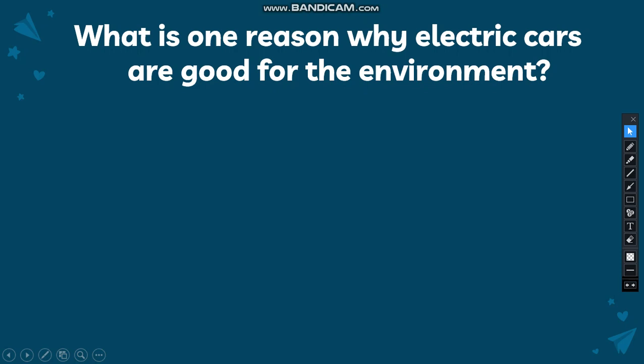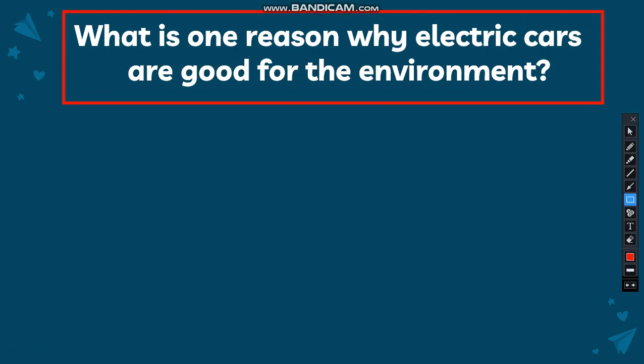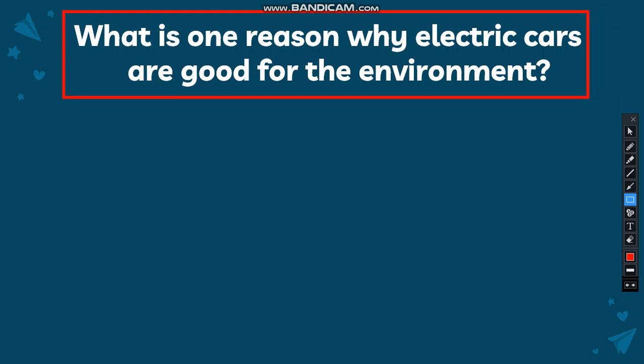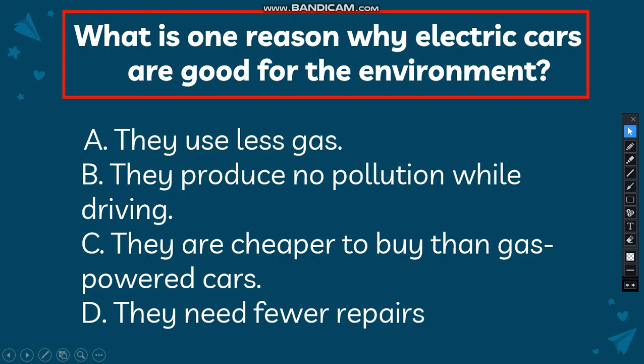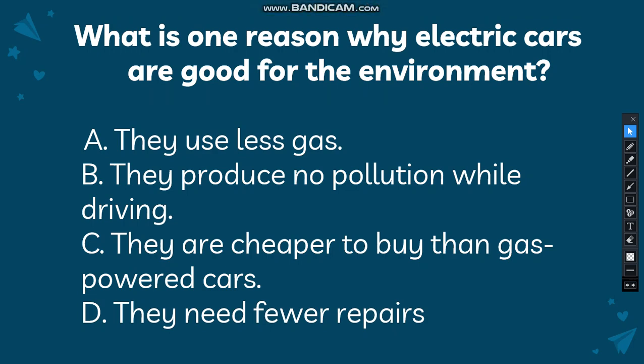Now let's have another question and analyze what kind of question this is. So the nature of the question: what is one reason why electric cars are good for the environment? When you try to answer this question, a lot of things will become clear for you. For example here, option A, they use less gas. Option B, they produce no pollution while driving. C, they are cheaper to buy than gas-powered cars. And D, they need fewer repairs.